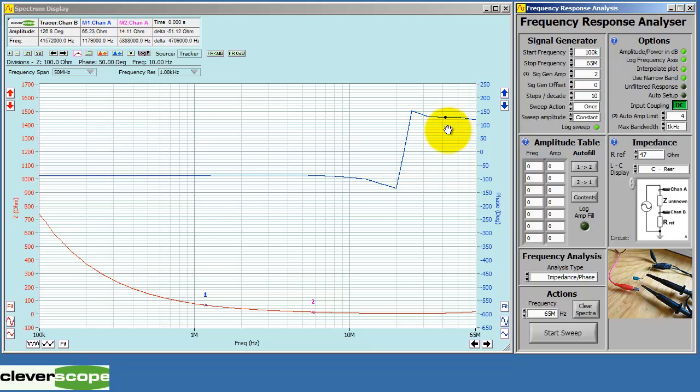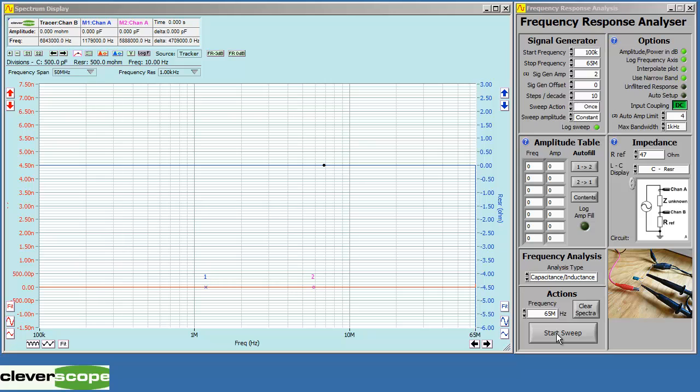We can also check out the losses in the capacitor by looking at the dissipation factor. Let's do that now. So far, we've measured capacitance and effective series resistance. We can also measure dissipation factor. This is a measure of the quality of the capacitor, how much energy is stored in the electric field rather than dissipated in the resistor. Good values are below 0.05.